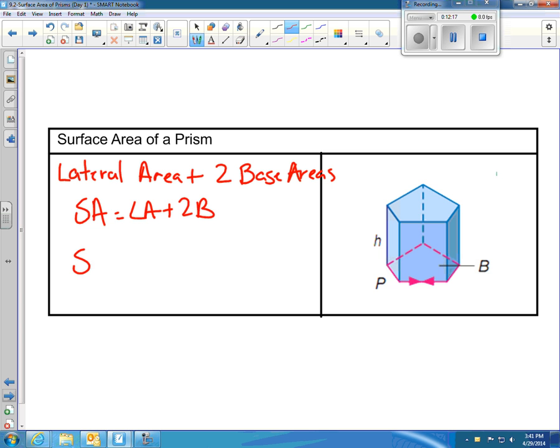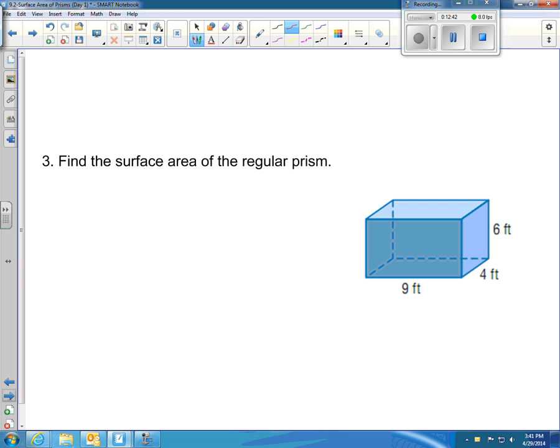All right, we know that our lateral area is perimeter times height, plus 2 bases. Now we can't be more specific with base because the bases are going to be different. Sometimes they're going to be squares or triangles or rectangles. We know how to do those, or they might be a polygon like a pentagon or hexagon. And then we have to think back to section 8.4 on finding area of regular polygons.